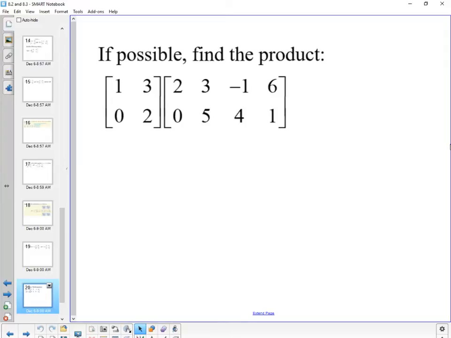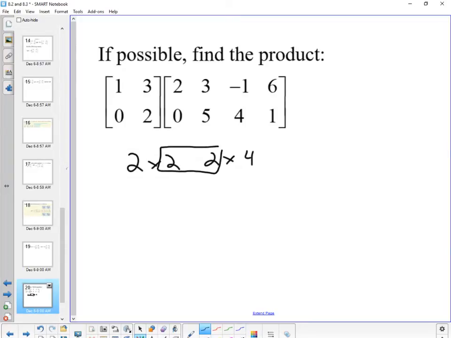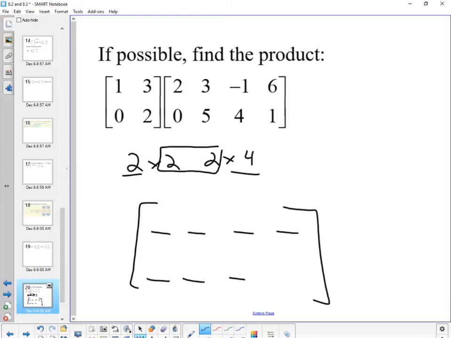dimensions, right? So the first is a 2 by 2, the second is a 2 by 4. The two insides match, so I can multiply these two, and I'm going to get what's on the outside. So I'll end up with a 2 by 4. I'm going to do that for you now. So we got 2 by 4: 1, 2, 3, 4.